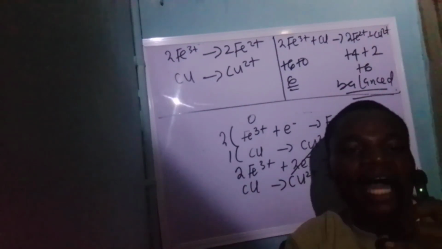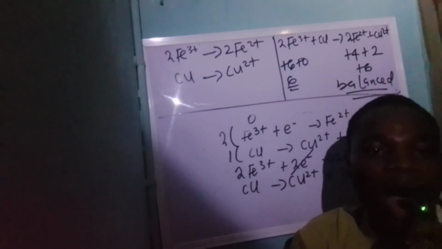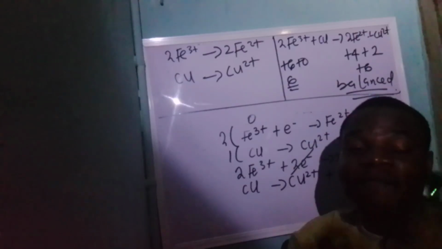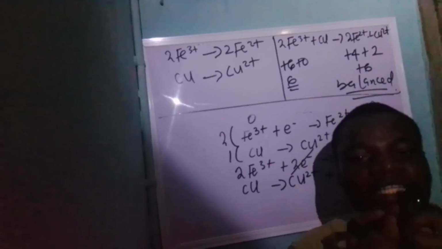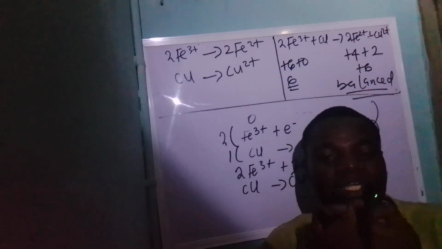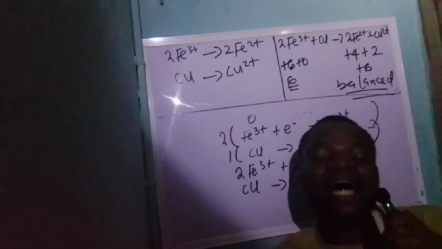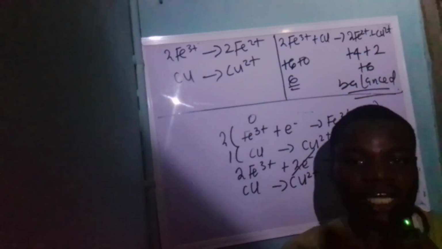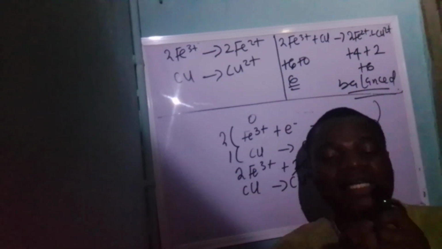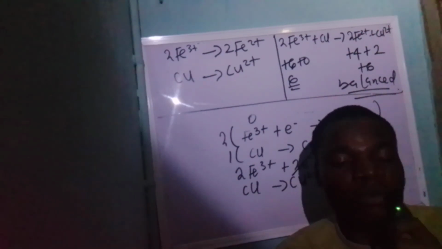It is balanced atomically, in charge, and electronically. So we have balanced the three. Don't forget the steps I gave you. The first thing is to indicate the redox reaction, either reduction or oxidation. Second, balance them atomically. Balance the number of atoms.